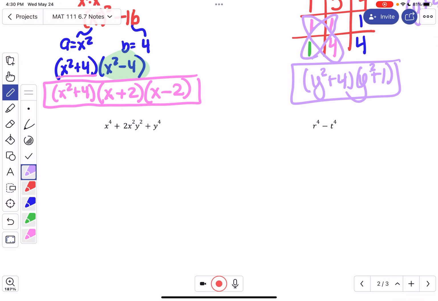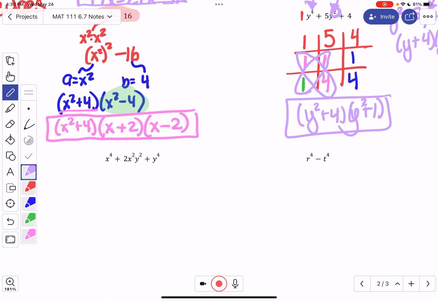Here's a couple more. Try them if you feel comfortable. If not, watch and see how we do. So this one, we have a 4th and a 2. So if I were to tic-tac-toe this, and we have a 4th here, which is like a squared. So let's try. I'm going to try something.